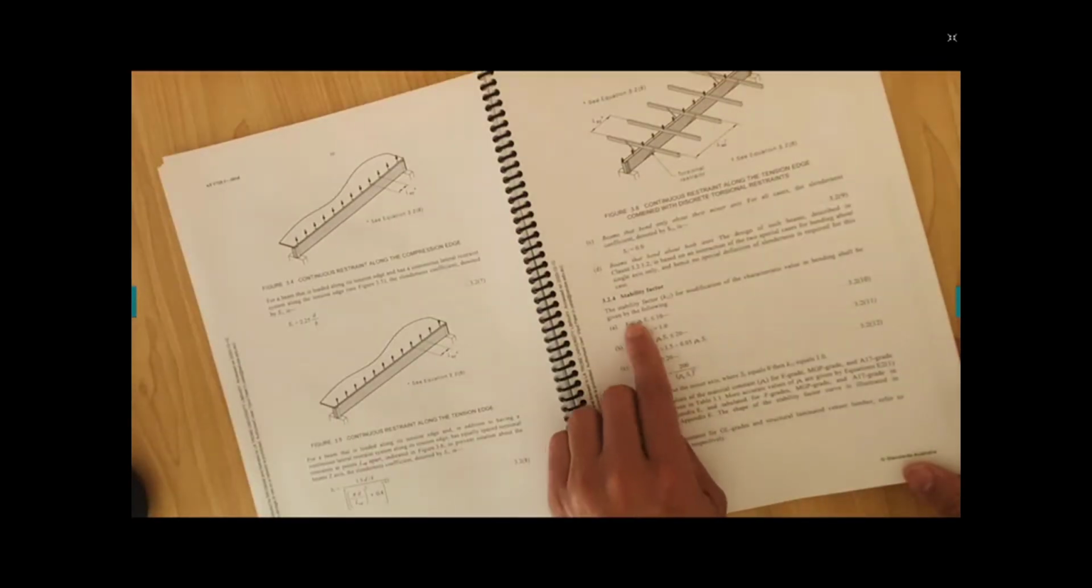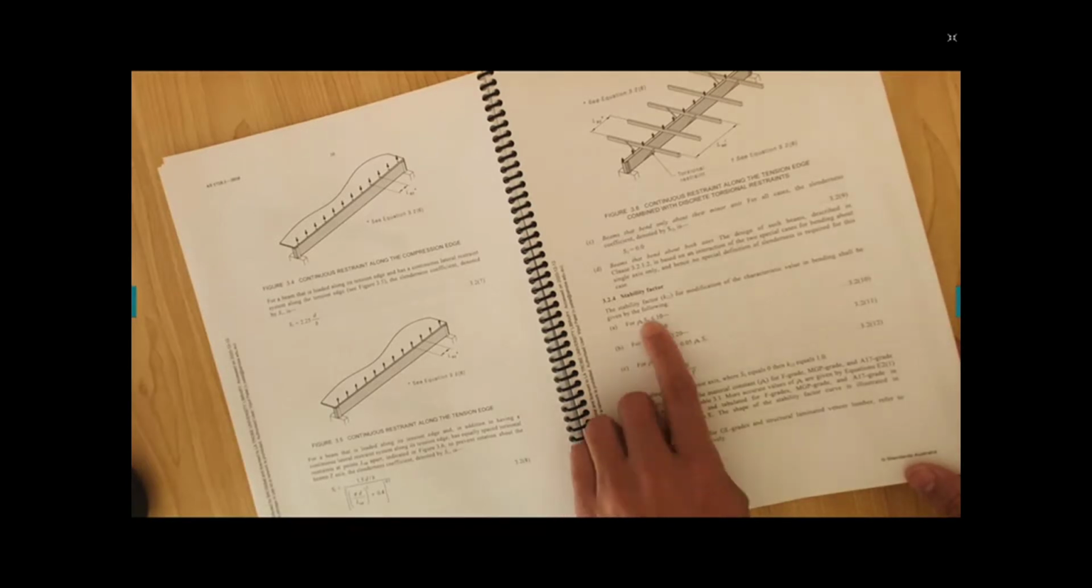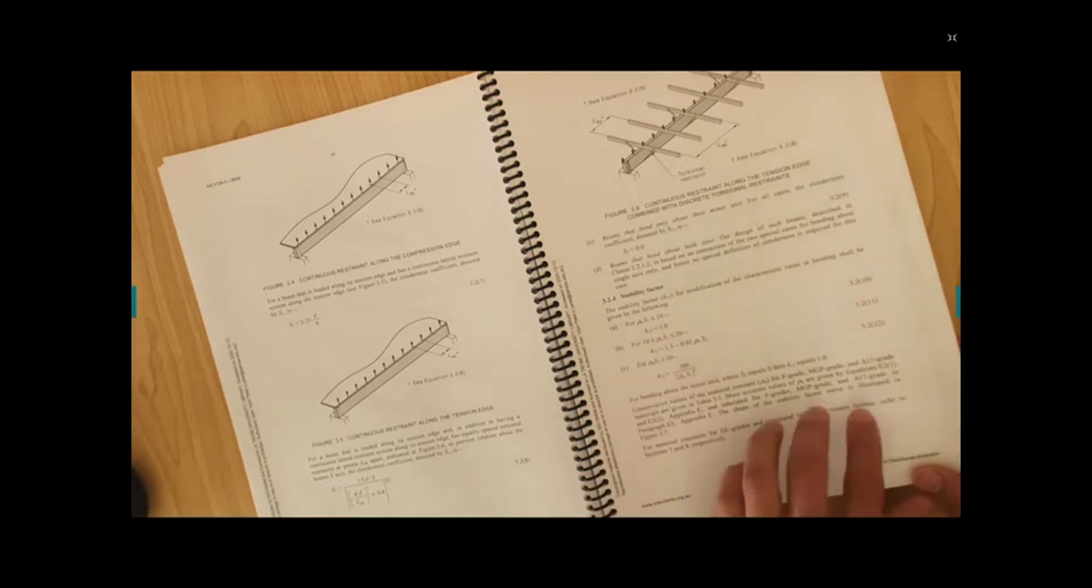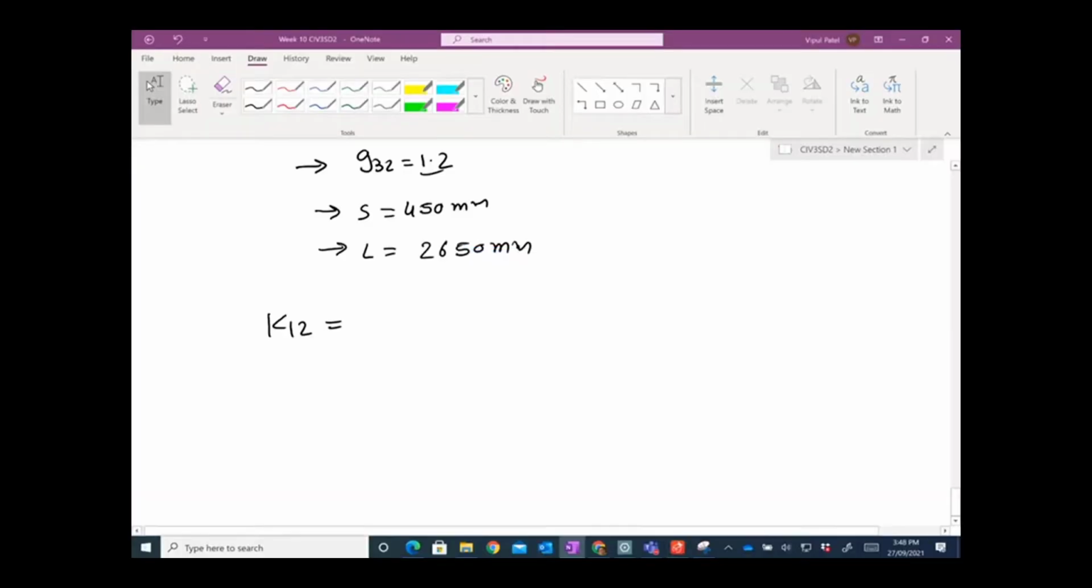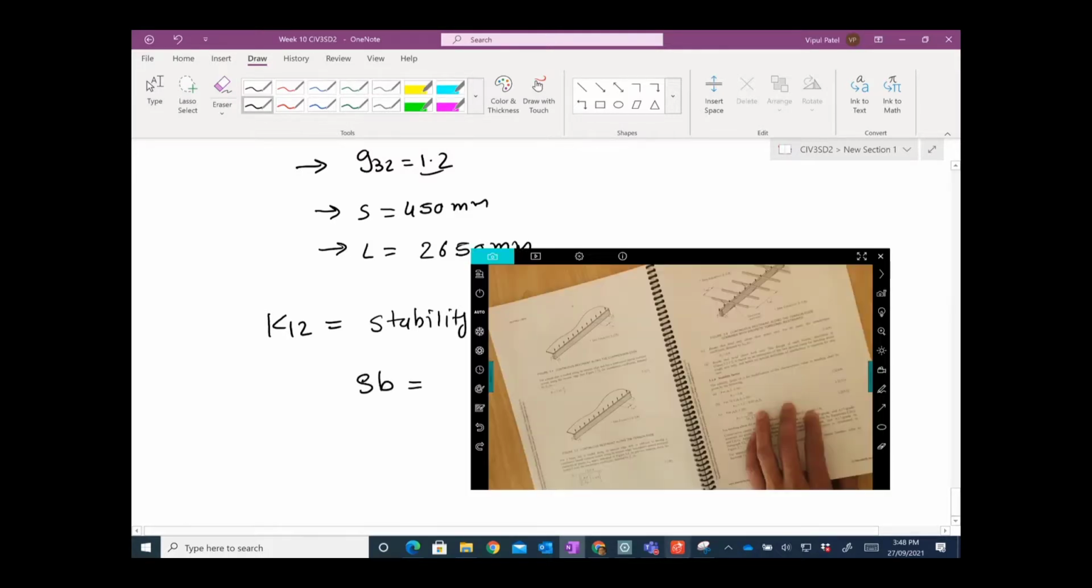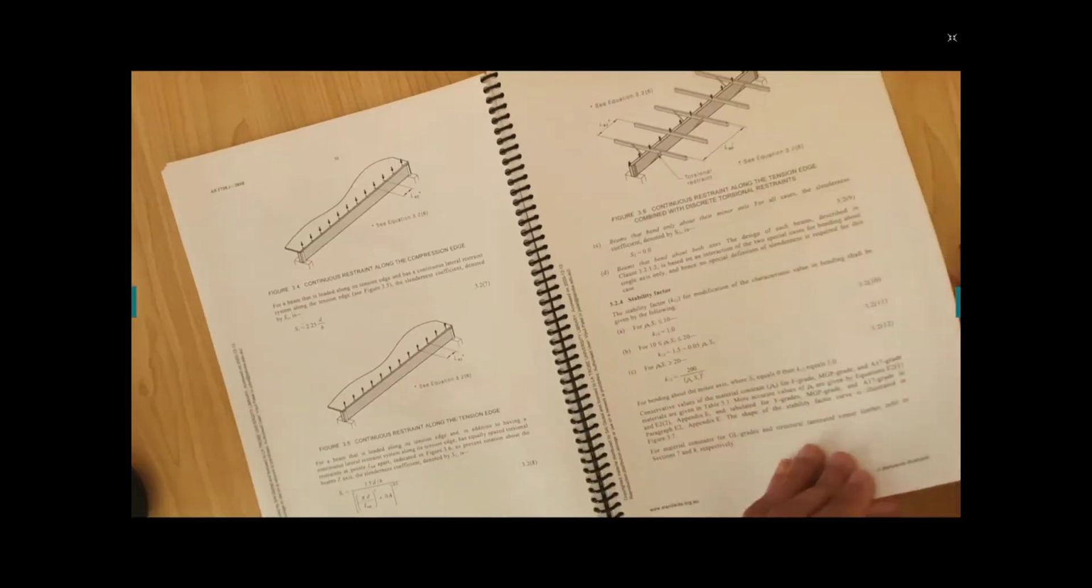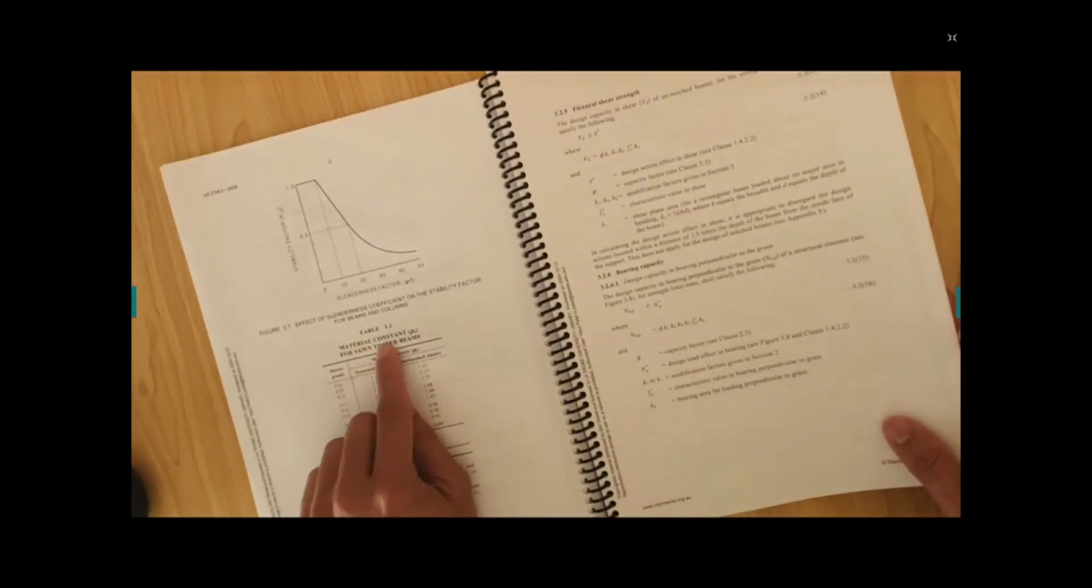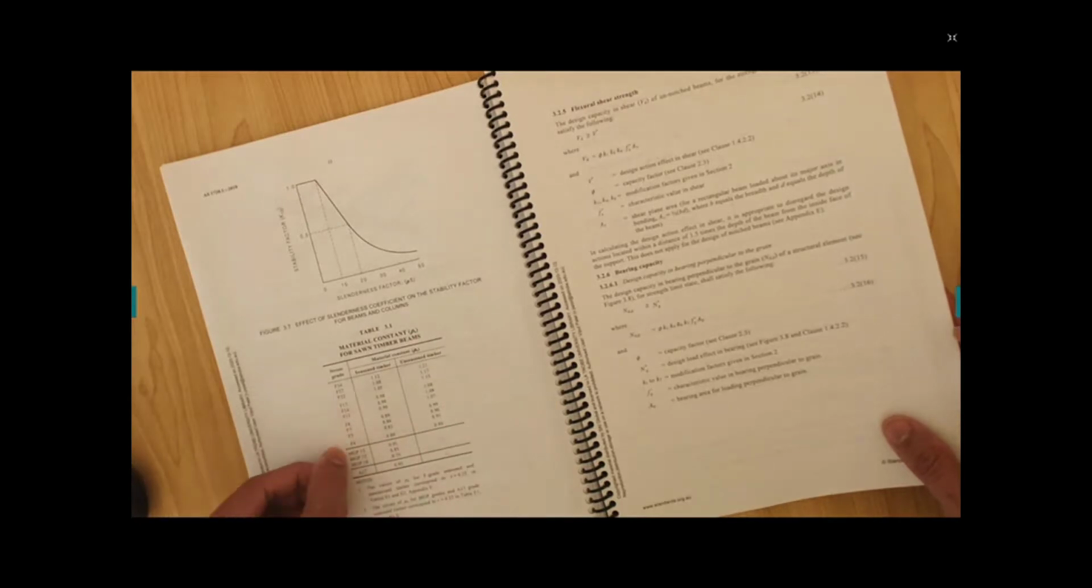In clause 3.2.4, stability factors, we have to calculate rho B, S1 and so on, and based on those we can calculate the stability factor. Now we need to get the rho B first. Rho B is called the material constant. If you turn the page over, you have material constant rho B, and we have MGP12.